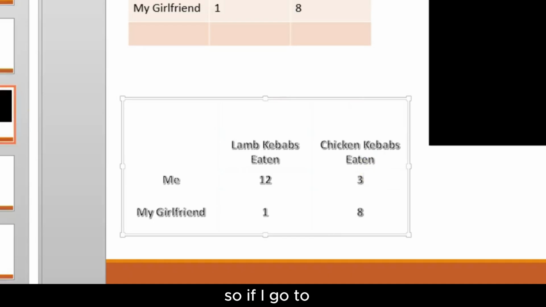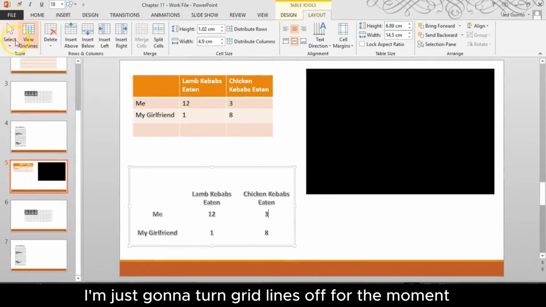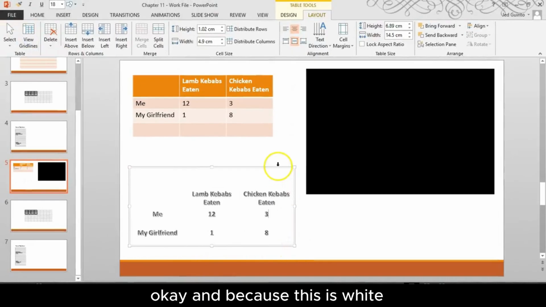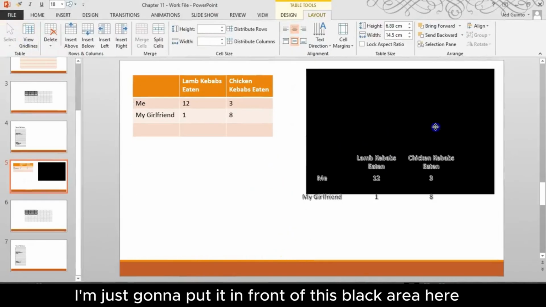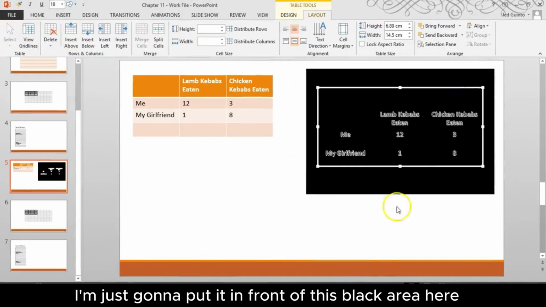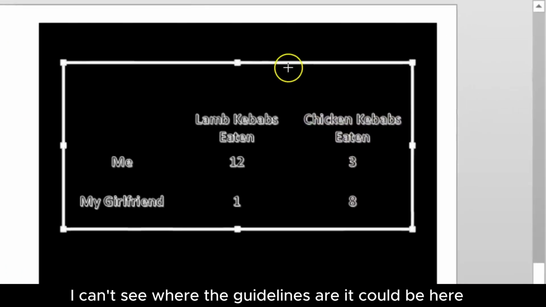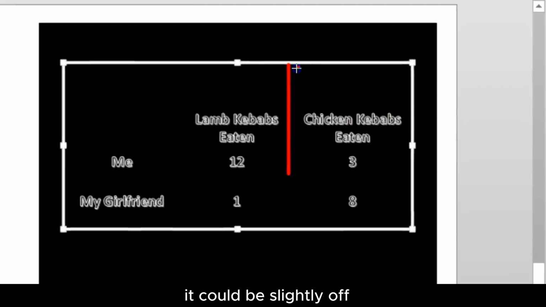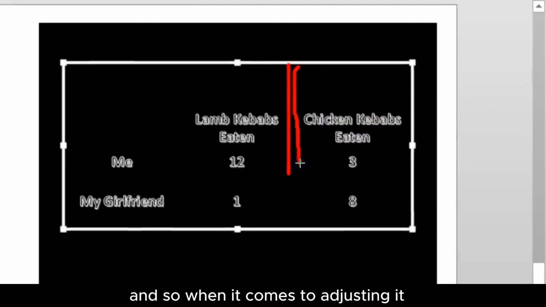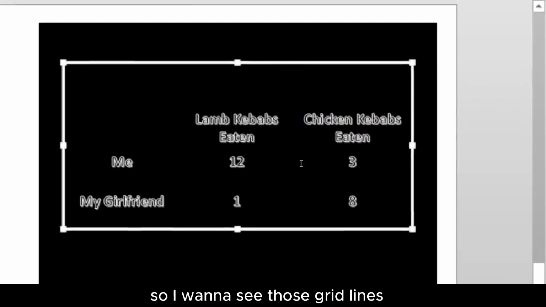Okay. So I'm just going to turn grid lines off for the moment. And because this is white, I'm just going to put it in front of this black area here. What you'll notice is when I select that, I can't see where the guidelines are. It could be here, it could be slightly off. And so when it comes to adjusting it, it's very difficult. So I want to see those grid lines.